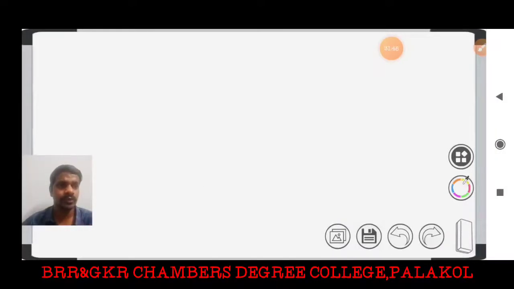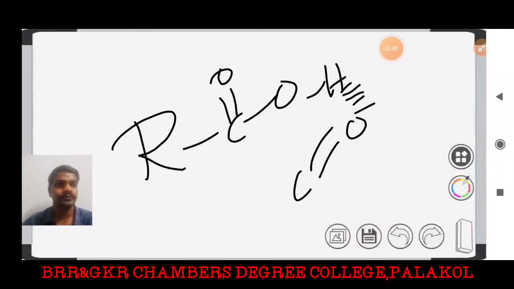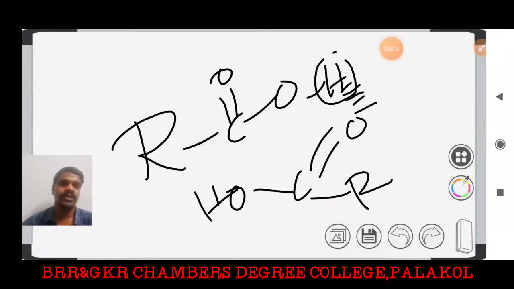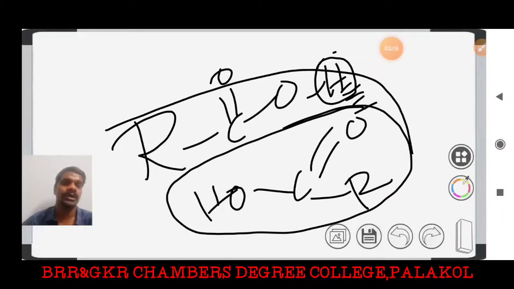For example, if we take carboxylic acid, C double bonded to OH, in this carboxylic acid molecule also we can observe hydrogen bonding. So here this is another molecule of carboxylic acid. Now the hydrogen atom in carboxylic acid is involved in hydrogen bonding with another carboxylic acid molecule.